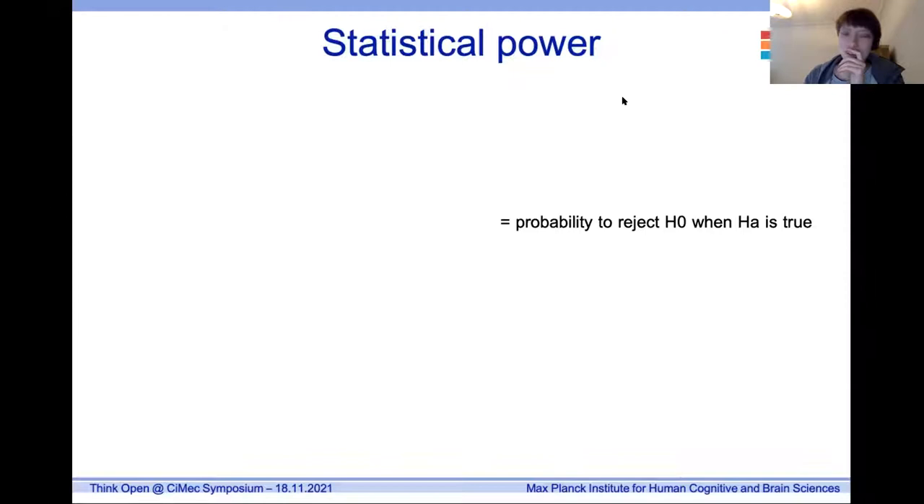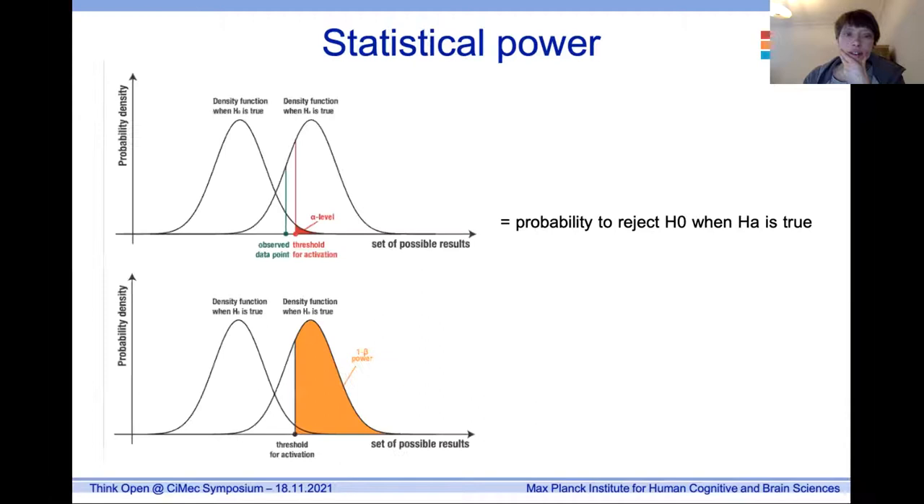It's the probability to reject the null when the alternative is actually true, so to really detect a true positive. And when we picture this, the statistical power can be envisioned as this area, the area that stays for us to detect the alternative hypothesis when we stay at an alpha level, so the probability to falsely reject the null.